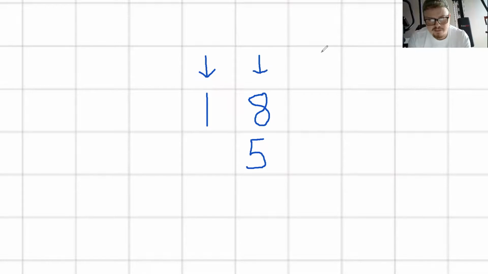Let me write that for you so it's a little bit clearer. This column is where I put my tens digits, and this column here is where I put my ones digits. So I've got 18 crew members. In 18 there's 1 ten and there's 8 ones. And I've got 5 spaceships. I don't have any 10s in the number 5. There are no 10s, are there? But there are 5 ones. So that's the reason I set it out like that. Let's get rid of these arrows.